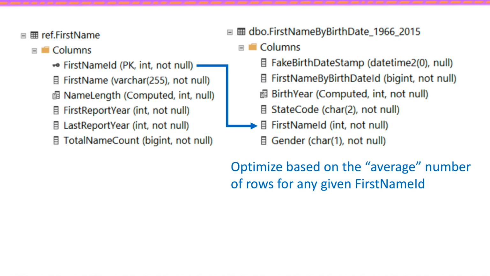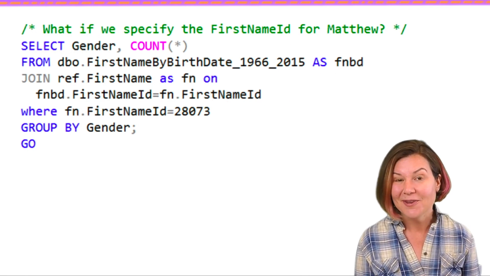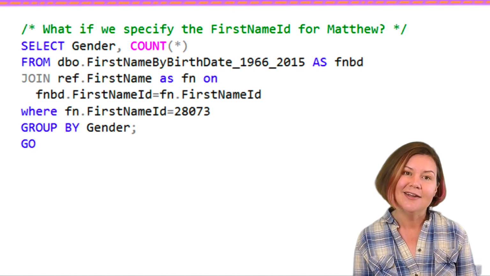So since it doesn't have the first name ID, I agree, your best bet is to say, okay, if I don't know what the first name ID was and I need to generate a best bet query, let's look at what's most likely the best number for any given first name ID. And using the density vector and multiplying it by the rows gives you exactly that.